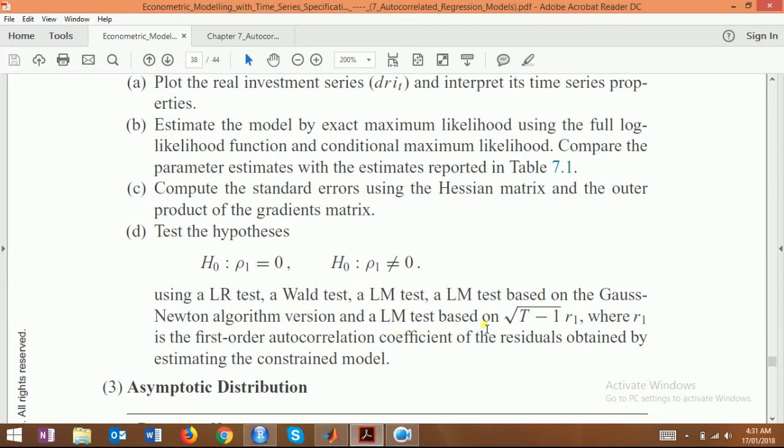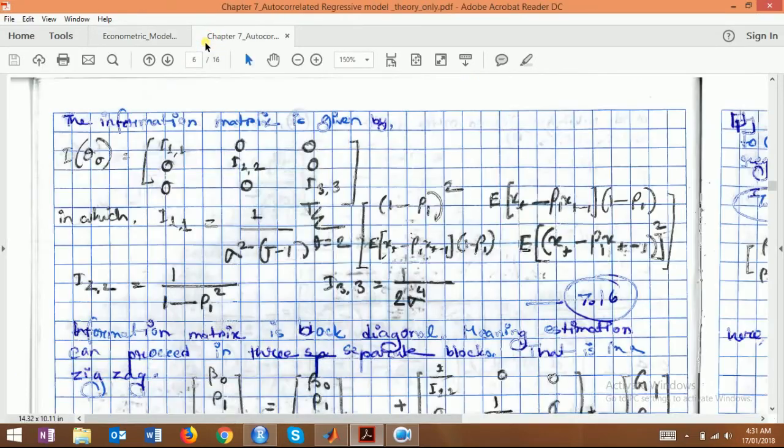Test hypothesis using LR, Wald and LM. LM test based on the Gauss-Newton algorithm version, and the LM test based on root of t minus 1 times R1, where R1 is the first order autocorrelation coefficient of the residuals obtained by estimating the constrained model. Now let's see what is suggested in the chapter that we have just discussed.